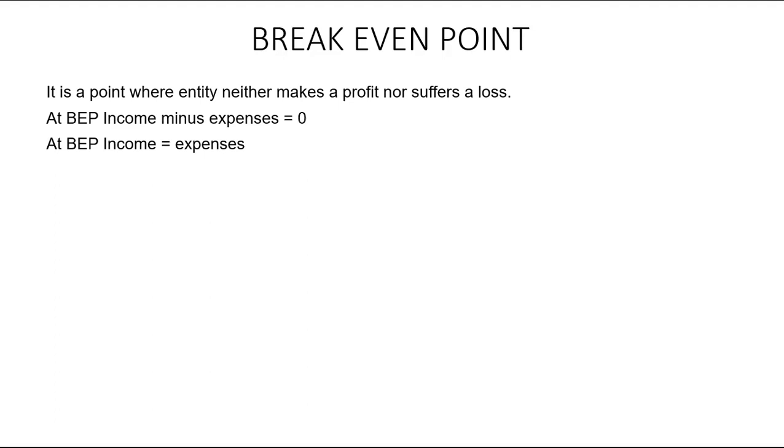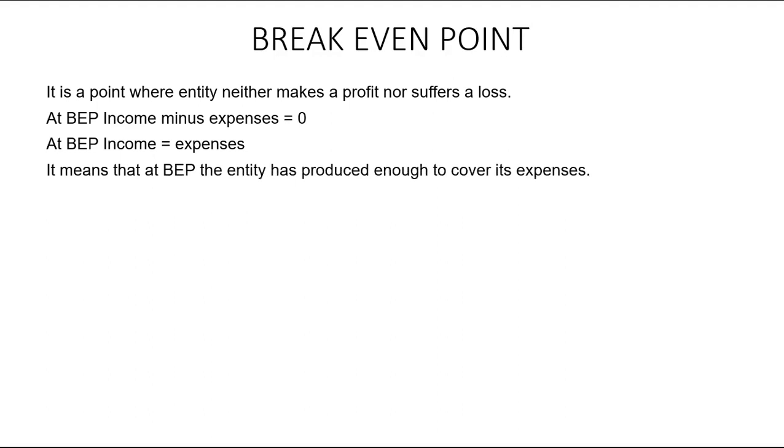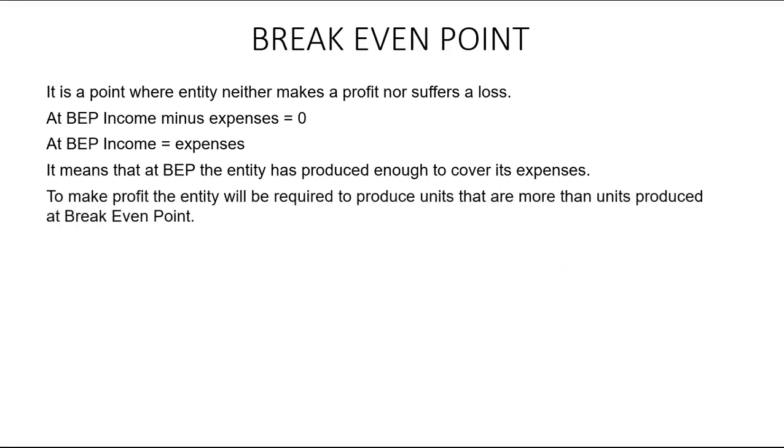As I've said earlier on, it means that at break-even point, the entity has produced enough to cover its expenses, or to be more specific, to cover its fixed costs. To make profit, the entity will be required to produce units that are more than the units produced at break-even point. So you need to understand break-even point is in units. It is in units.